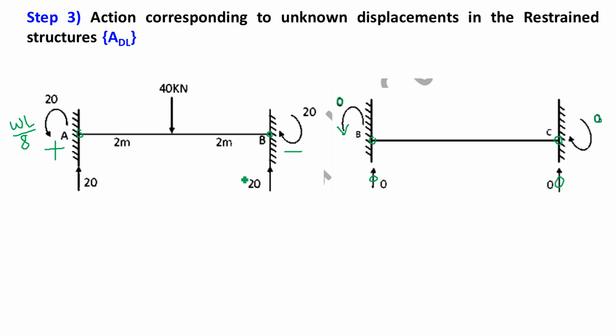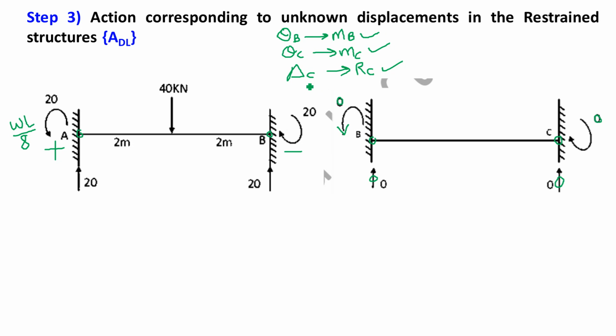Now, if you look at the unknowns, our first unknown is theta B. Corresponding action is moment at B. Second unknown is theta C. Corresponding action is moment at C. And third unknown is delta C. Corresponding action is reaction at C. So we have to find out moment at B, moment at C and reaction at C.